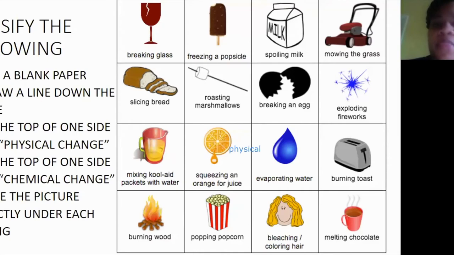Okay? Roasting marshmallows. Roasting marshmallows is a chemical change. Thank you, Miss Bean. Breaking an egg. Fireworks, chemical change. Mixing Kool-Aid. Let me hear this one. What is mixing Kool-Aid?